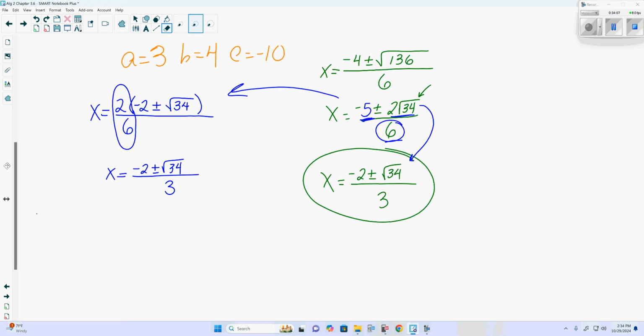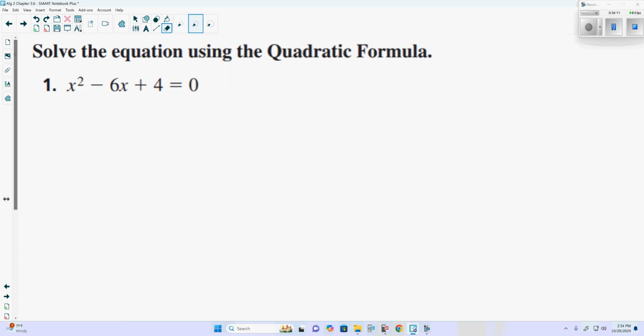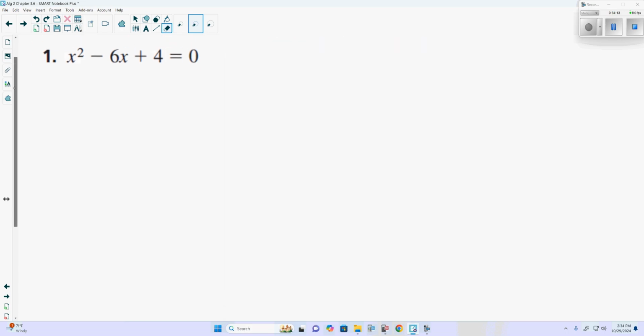Questions on this here before we look at the next one? All right, guys. X squared minus 6x plus 4 equals 0. There is something nice about this one. It already equals 0.